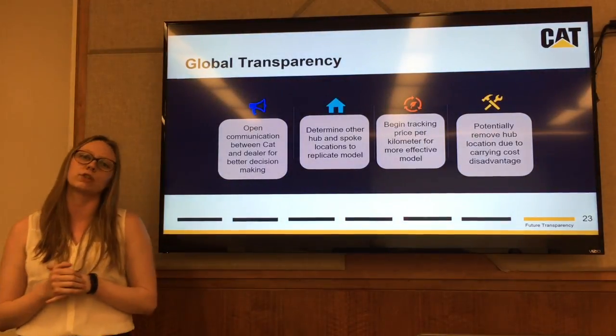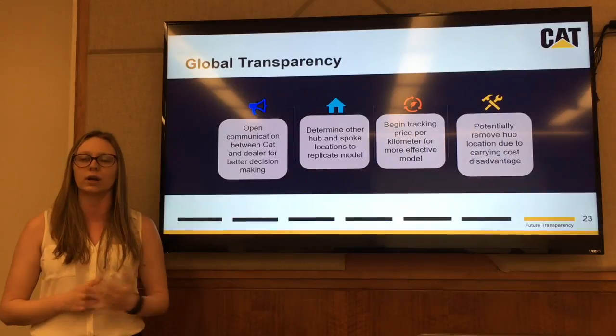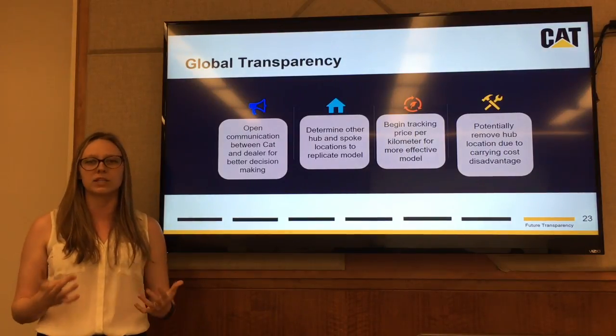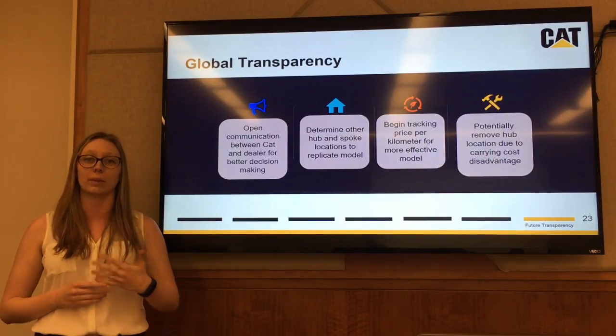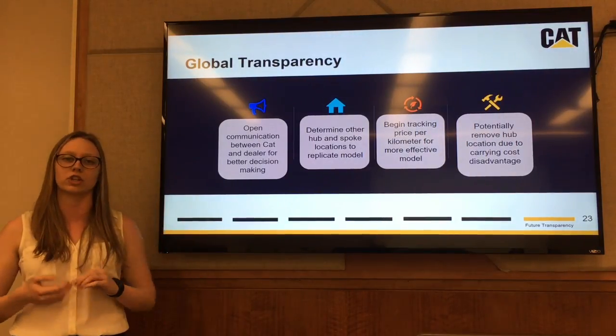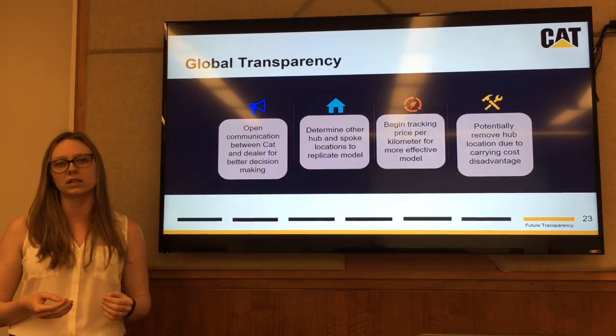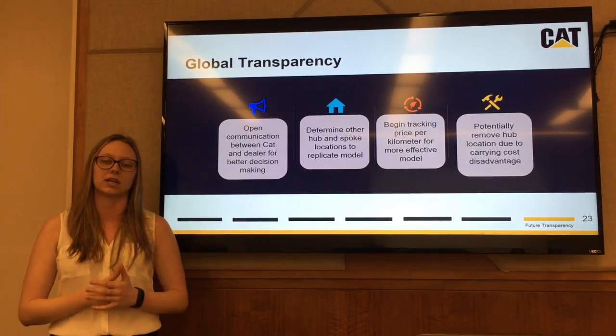Other things that they really should focus on in terms of transparency is keeping that open communication, as I mentioned before, but also determining other hub and spoke models, or locations, that could replicate this model, and then beginning to track price per kilometer as opposed to just the weight, because I do think that this would have a big change on the costs of each of the modes, and this could change the data overall.